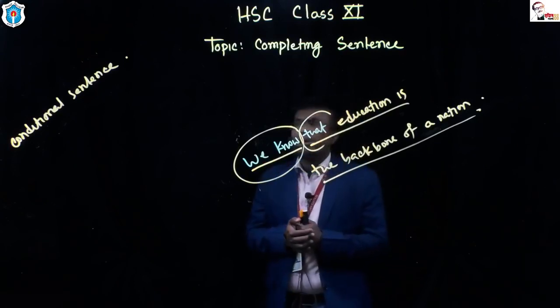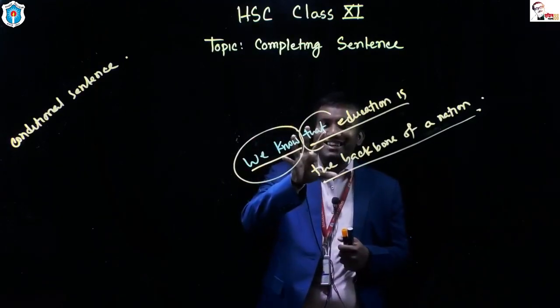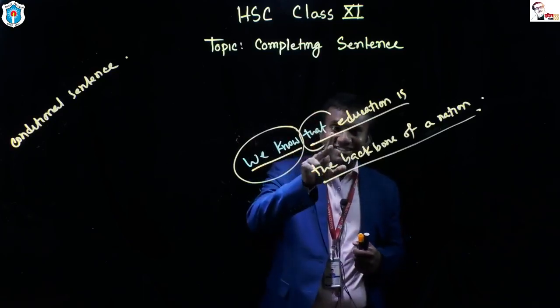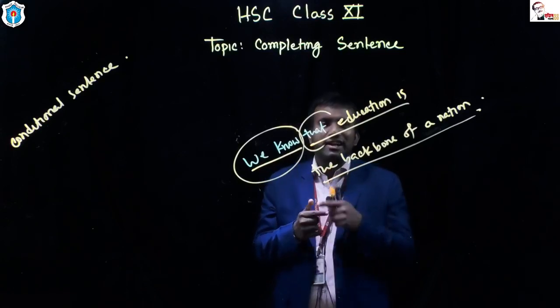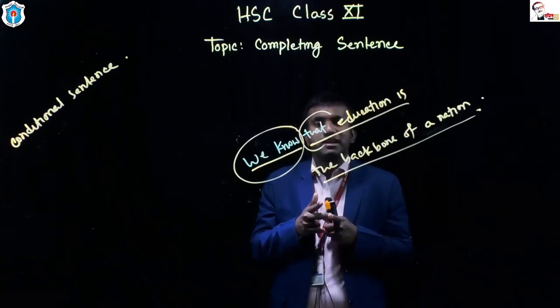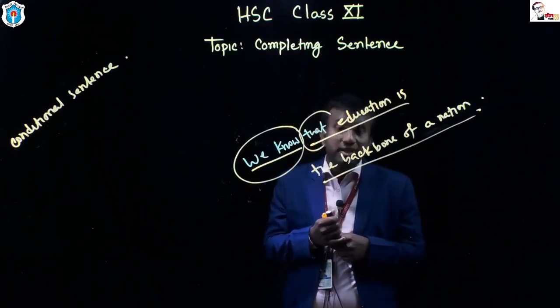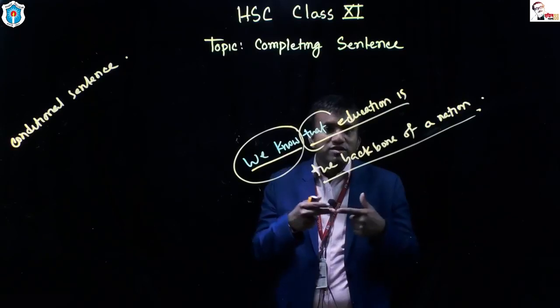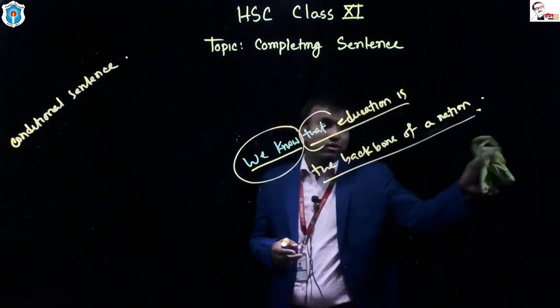Okay, now I have told you that conditional sentence is related to complex sentence, and that in complex sentence definitely there will be a conjunction. For conditional sentence there must be some definite conjunctions. Now I'm going to give you a list of the conjunctions used in conditional sentences, and you can write down, dear students.